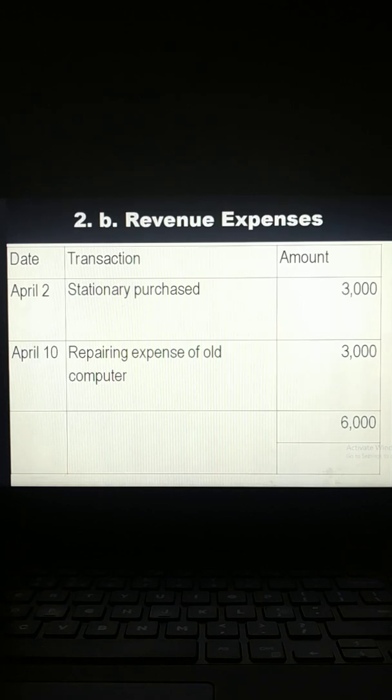On the other hand, another one is repairing expenses of an old computer. That means some parts may be damaged, so repair expenses are incurred for that computer. This type of expense occurs regularly. That's why this is also a revenue expenditure.